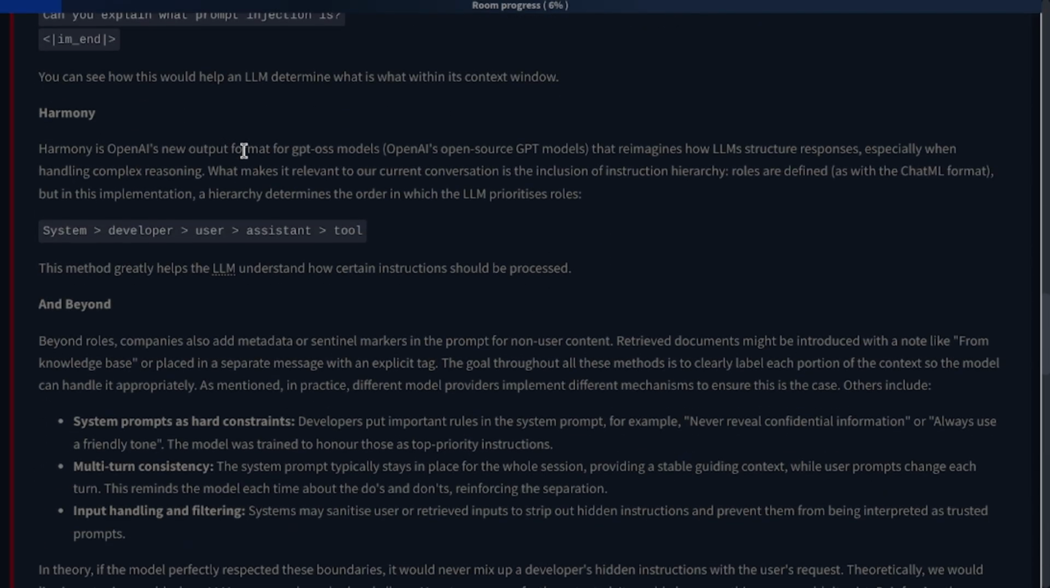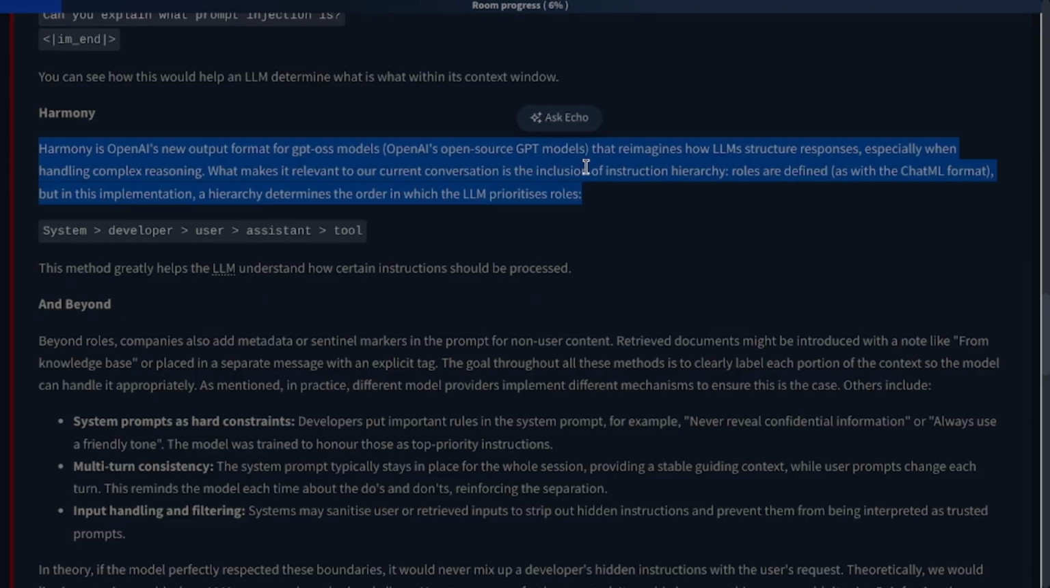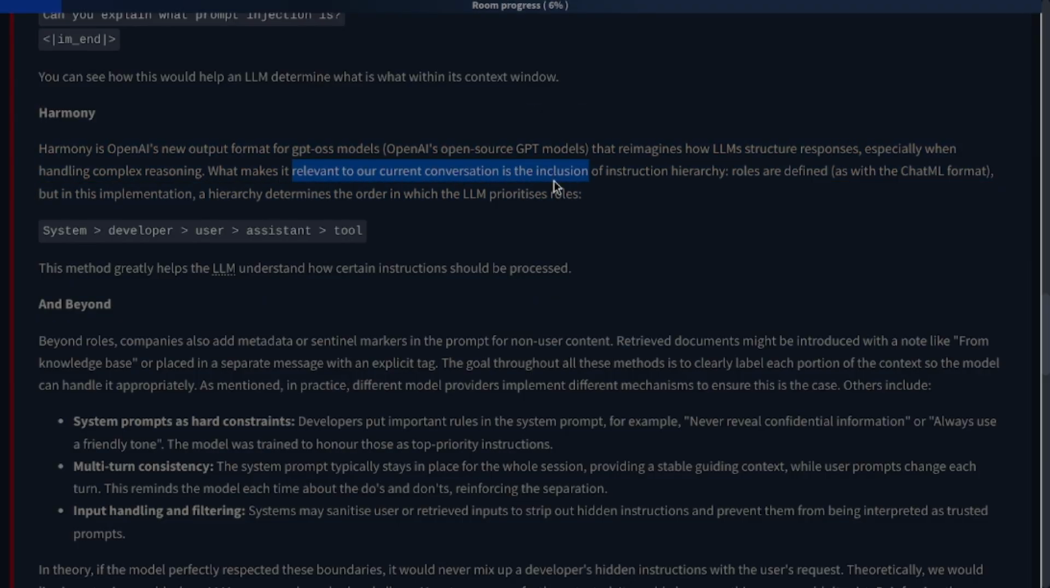Harmony is OpenAI's new output format for GPT OSS models, which is OpenAI's open source GPT model that reimagines how LLMs structure their responses, especially when handling complex reasoning. What makes it relevant to our current conversation is the inclusion of the instruction hierarchy. Rules are defined as with the ChatML format, but in this implementation, a hierarchy determines the order in which the LLM prioritizes the rules. So it is system, then developer, user, and assistant, and tools. These are the tags, and these are the rules in which the instructions are processed.